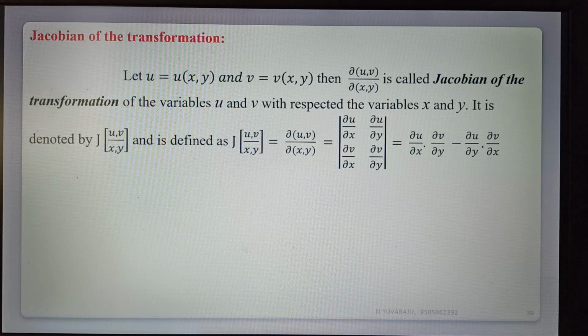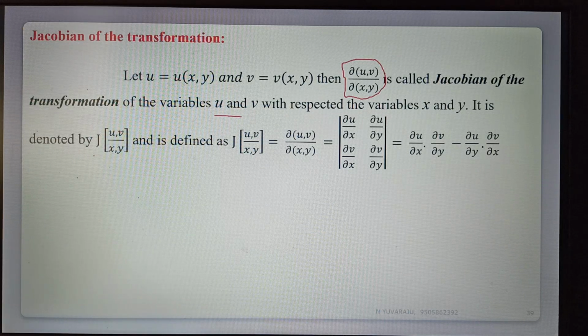Let u and v be two functions in x and y. Then differentiating, that is, dou of u comma v by dou of x comma y, the differentiation of u and v with respect to x and y, is called the Jacobian of the transformation. A transformation means u and v are converted to x and y, the changing of the variables u and v with respect to the variables x and y.